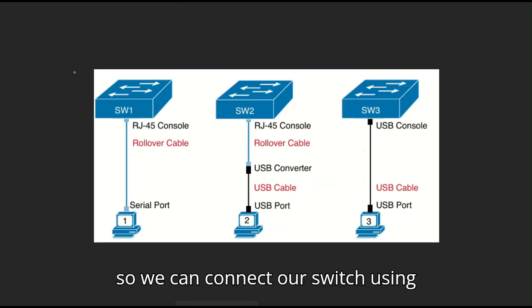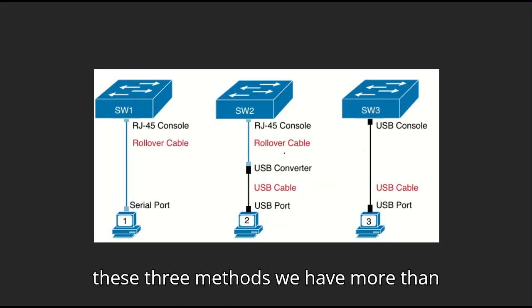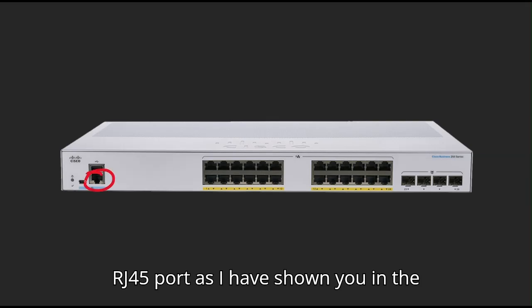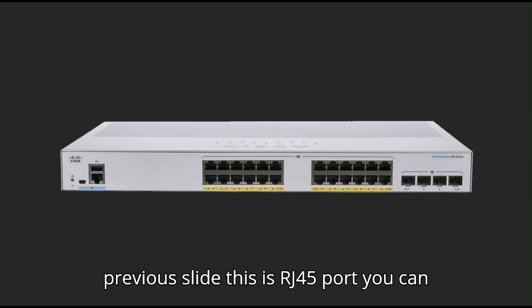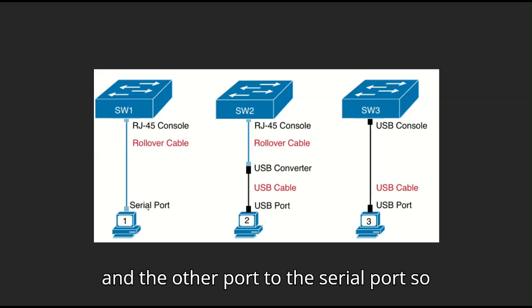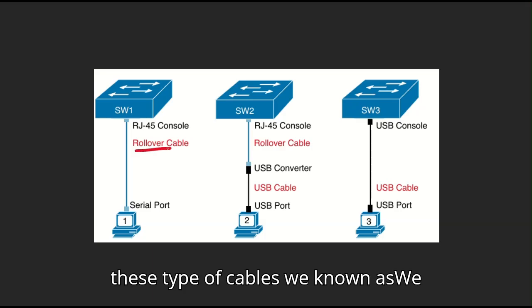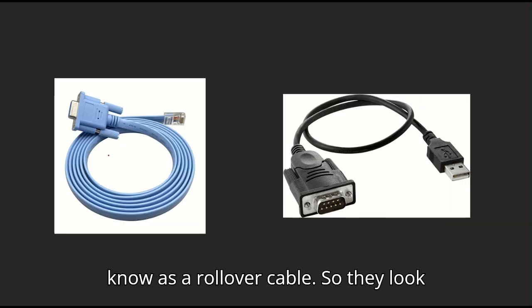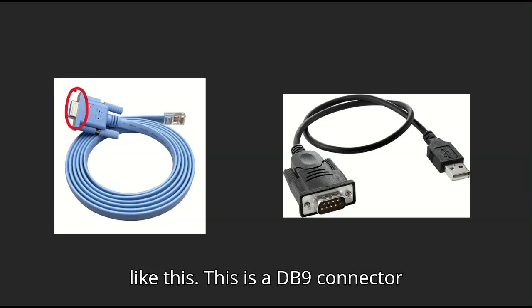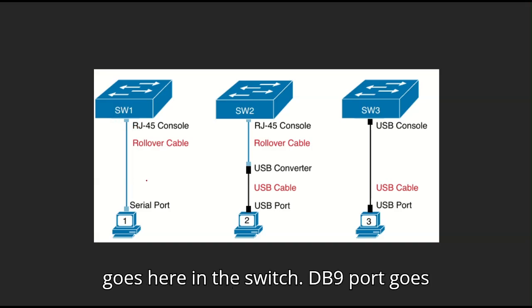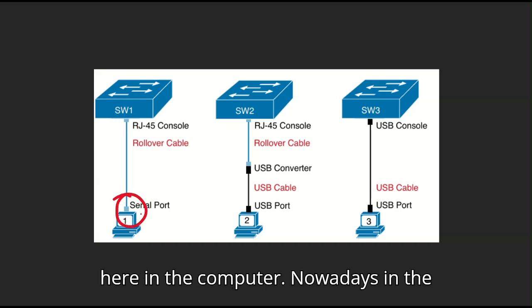So we can connect our switch using these three methods. We have more than these. So there is RJ45 port, as I've shown you in the previous slide. This is a RJ45 port. You can connect one end of the RJ45 to the switch and the other port to the serial port. So these type of cables we know as rollover cable. So they look like this. This is a DB9 connector and this is a RJ45 port. So RJ45 port goes here in the switch, DB9 port goes here in the computer.